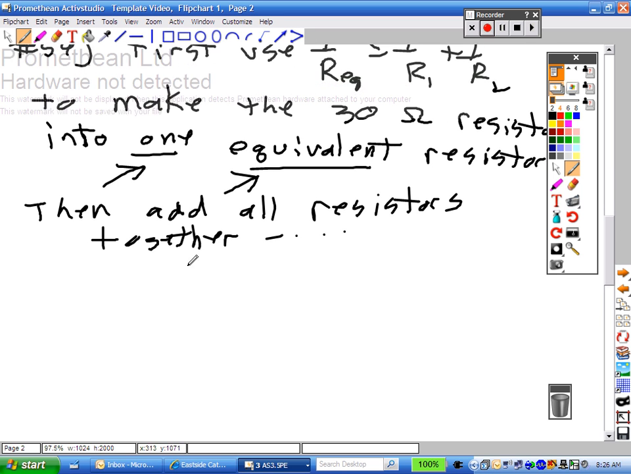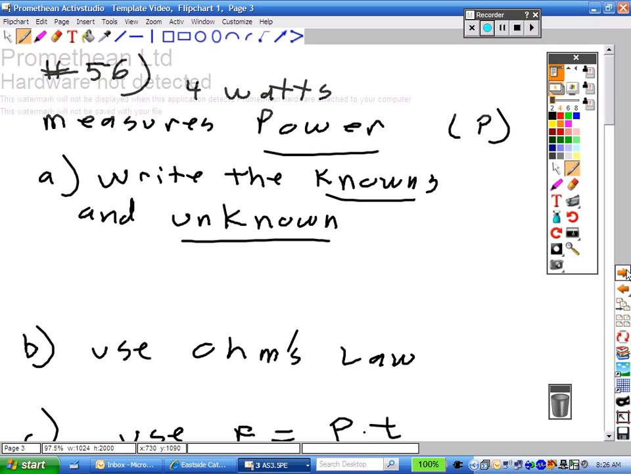To finish the problem, you could use Ohm's law. Okay, you're starting to see a pattern here, I think. One more hint. Let's look at number 56.